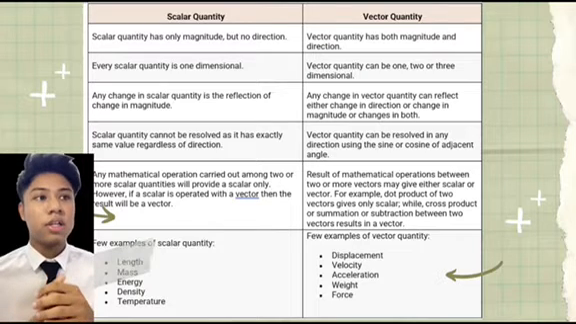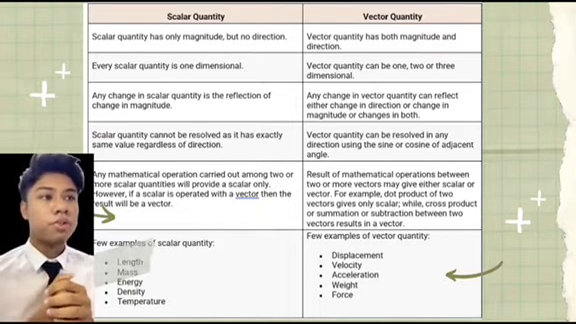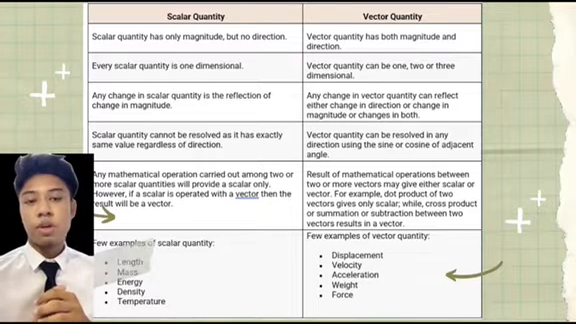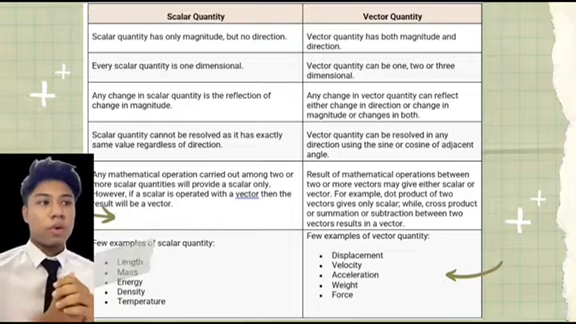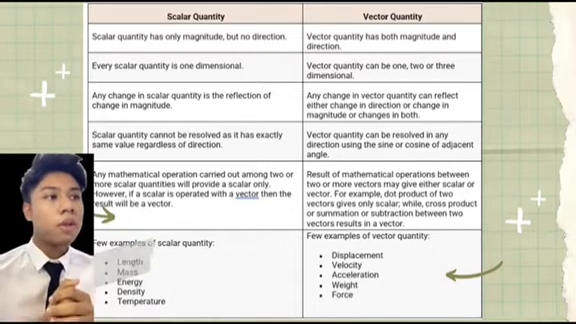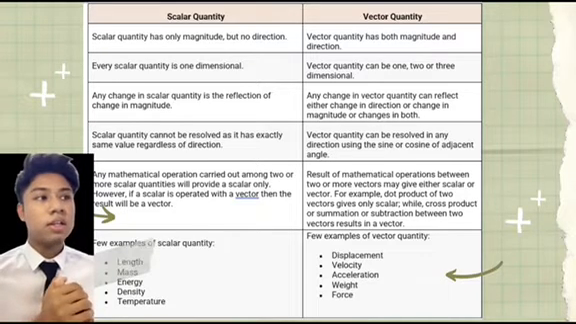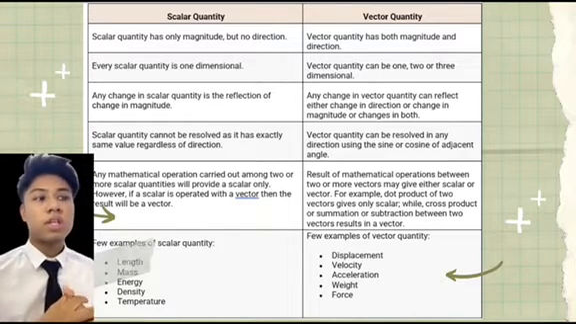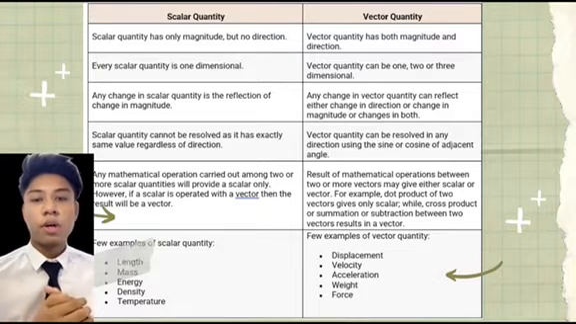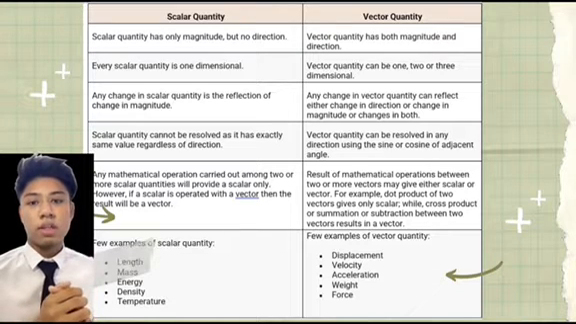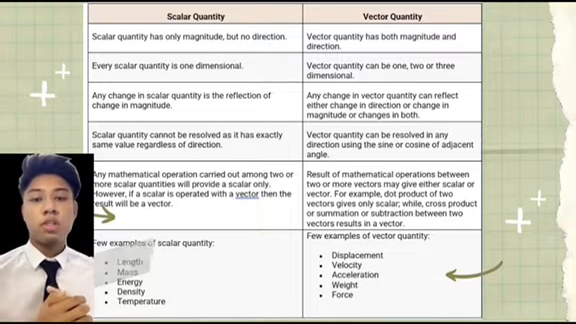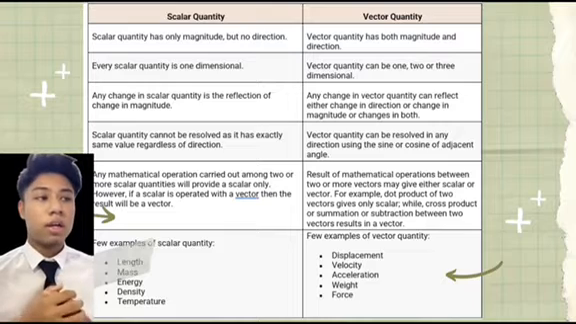The fourth is that any mathematical operation carried out among two or more scalar quantities will provide a scalar only. However, if a scalar is operated with a vector, then the result will be a vector. While the result of a mathematical operation between two or more vectors may give either a scalar or a vector. For example, the dot product of two vectors gives only a scalar, while the cross product, summation or subtraction between two vectors results in a vector. Examples of scalar quantity are length, mass, energy, density, and temperature, while examples of vector quantity are displacement, velocity, acceleration, weight, and force.